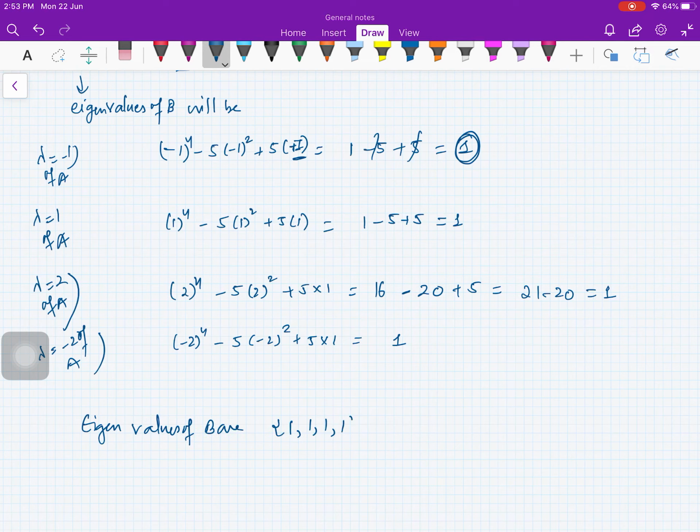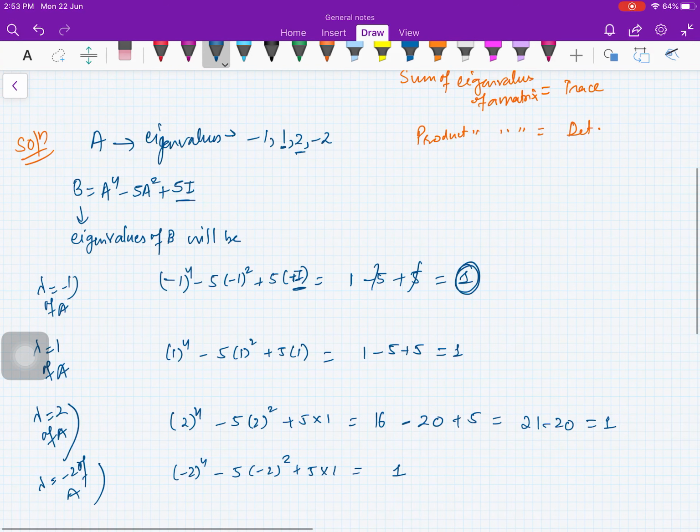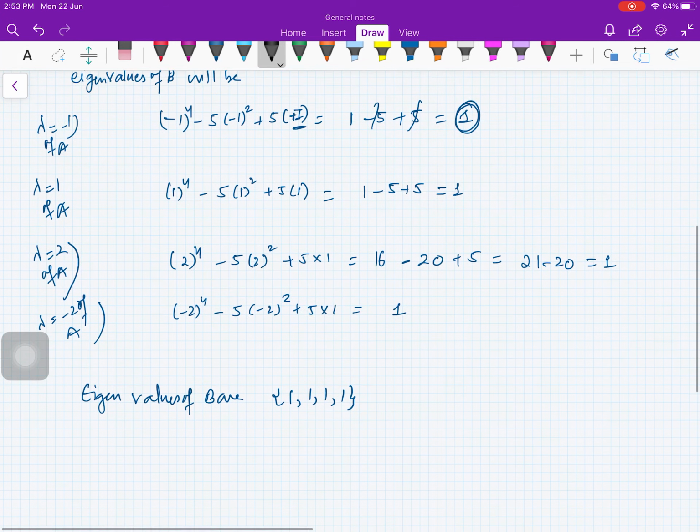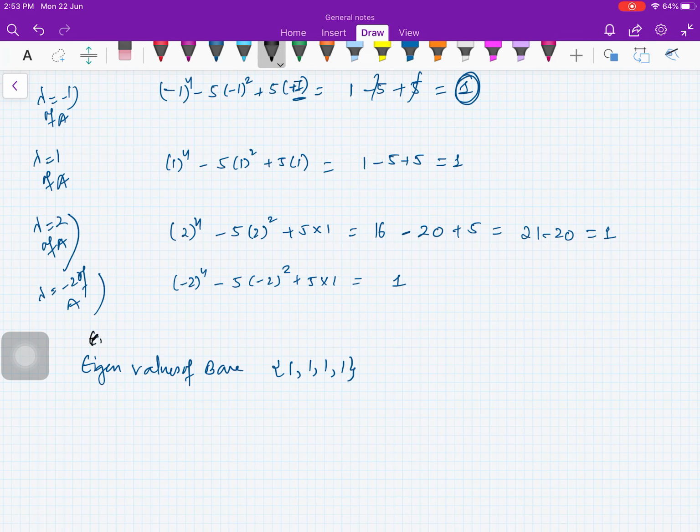Here note that I use this fact: if lambda is an eigenvalue of a matrix A, then for a matrix B which is a polynomial in A, the eigenvalue will be lambda raised to power 4 minus 5 lambda square plus 5. The eigenvalues of A are -1, 1, 2 and -2, and corresponding to each of them you get 1 for B.